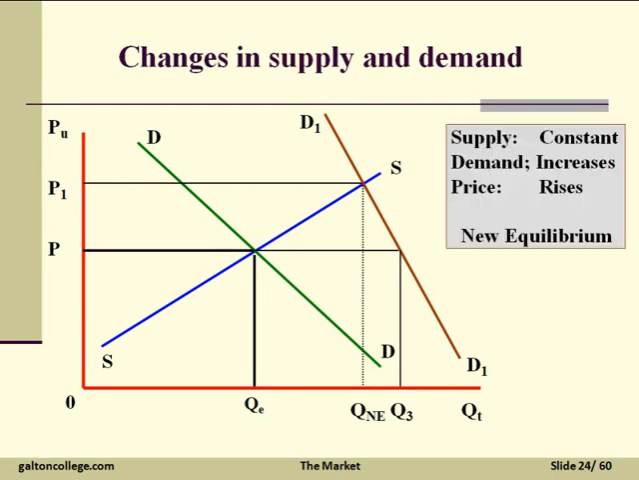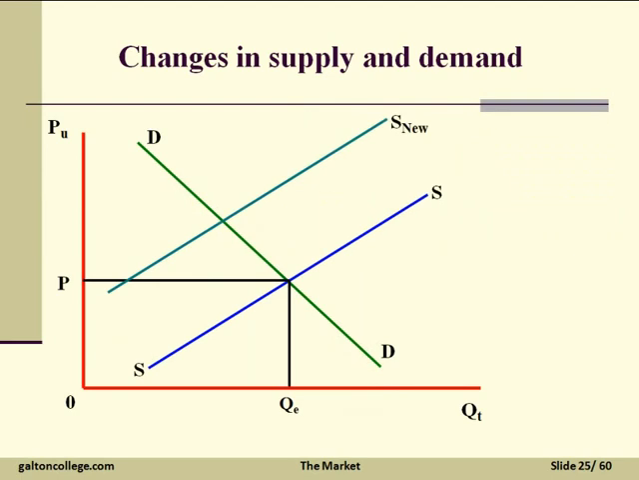In this case, the supply curve has remained constant, demand increases and the price rises, and we have a new equilibrium. The supply curve could also move. Let's say the supply curve moved to S new, the new supply curve. This could happen because raw materials have become more expensive, or imports have become more expensive, or labour has become more expensive.